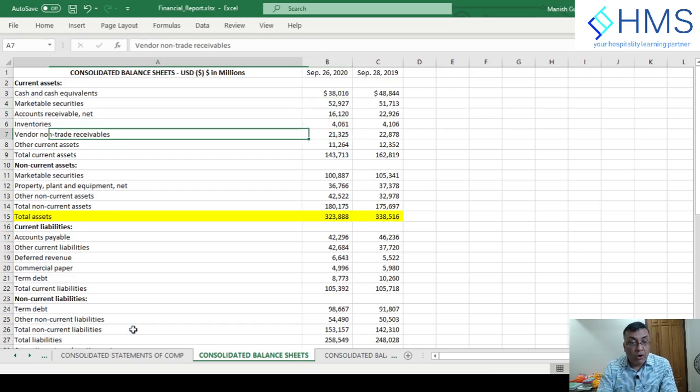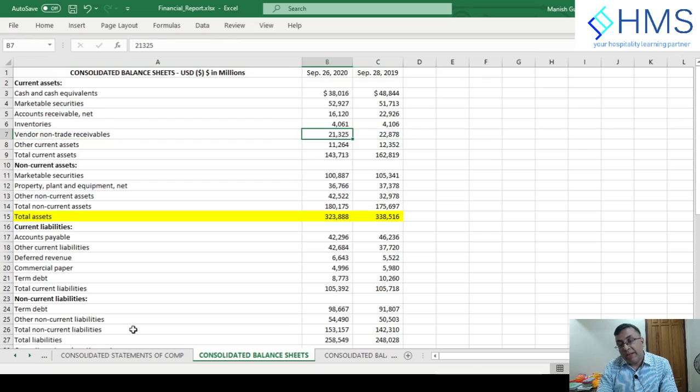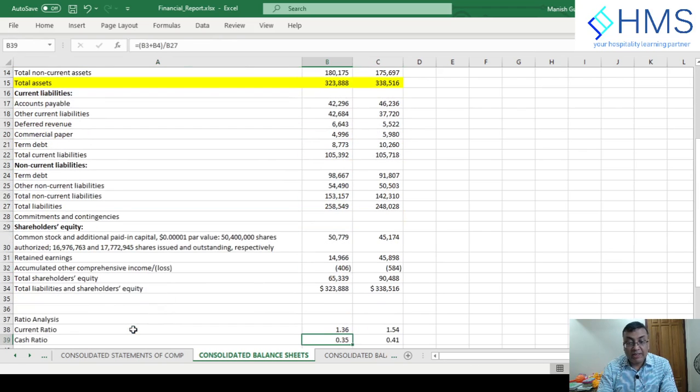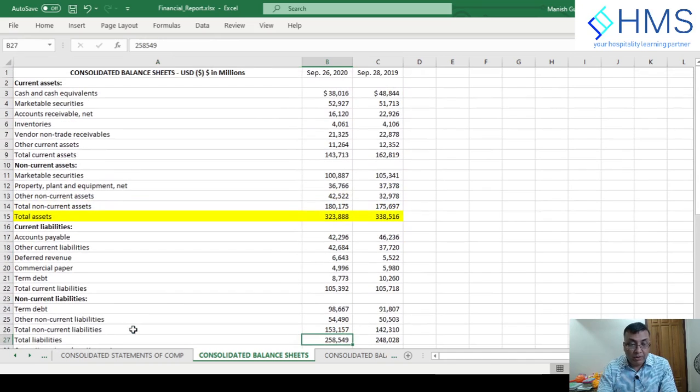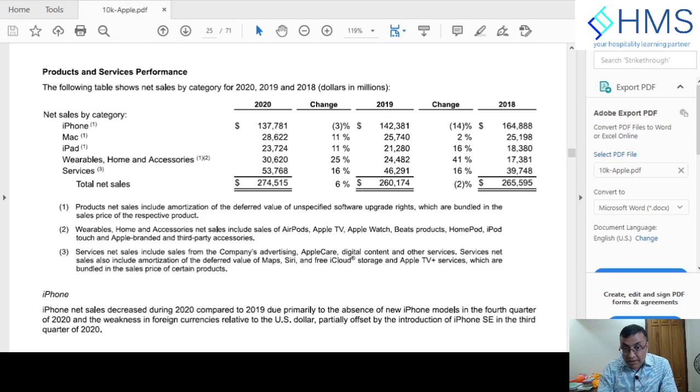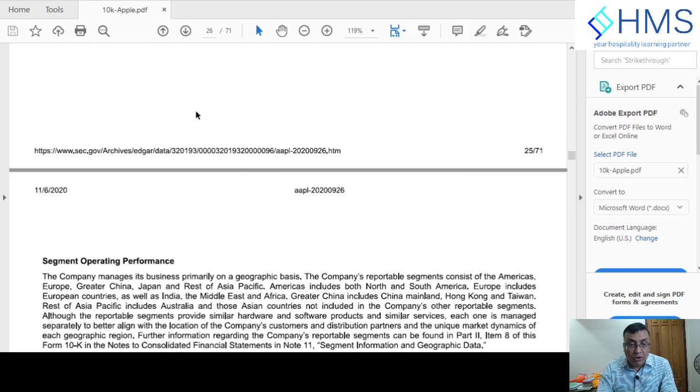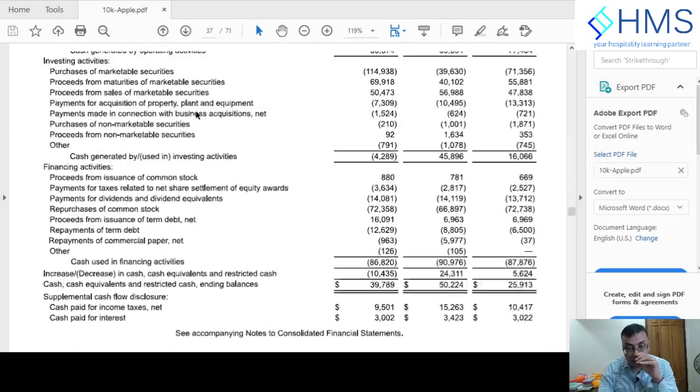Then you have non-trade receivables. Now let's look at some of the balance sheet items which may not be explained very well, and where to get that particular information. The question that arises in our mind is, the cash, cash equivalents and marketable securities are clear. What are vendor non-trade receivables? Are they actually receivables? That information you will be able to find only in the 10K reports. So we're going to look back at the 10K, and then we're going to drill down into the balance sheet.